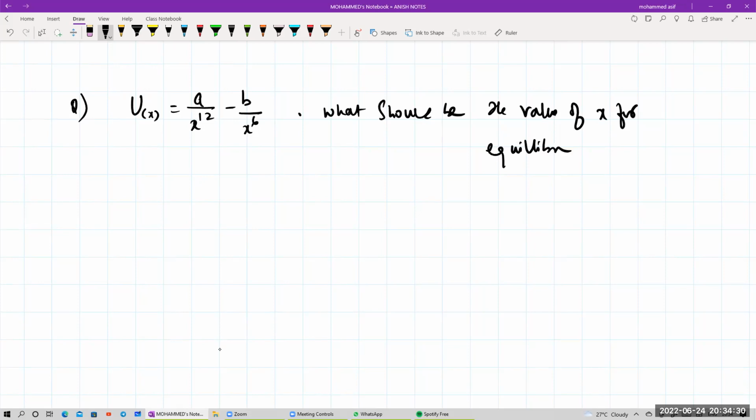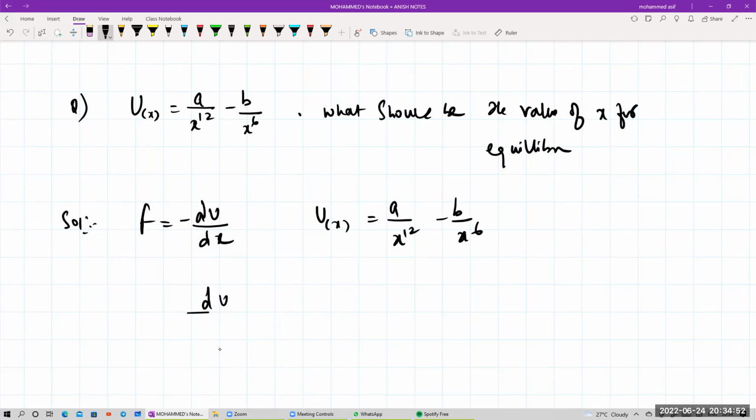Okay, some options are given. Potential energy is given as a function of x, where a and b are constants. So what is the first step you will try to do? First calculate the force. F is equal to minus du by dx. So U as a function of x is a x to the power of minus 12 minus b x to the power of minus 6. So du by dx will be equal to: first one is minus 12 into a divided by x power 13. Next one is minus minus plus, this is nothing but 6 into b divided by x power 7.